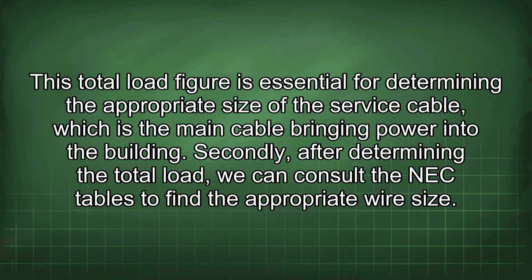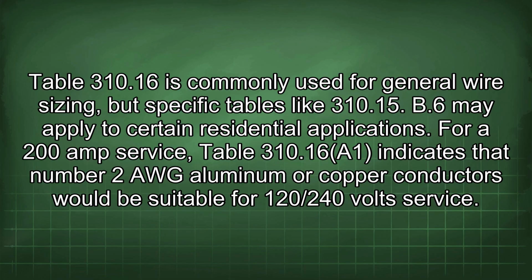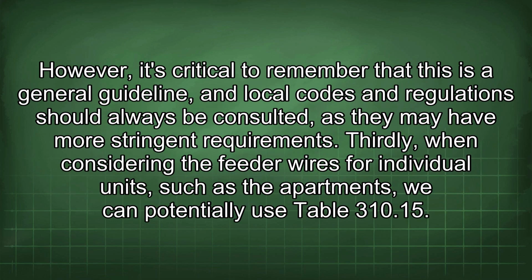Secondly, after determining the total load, we can consult the NEC tables to find the appropriate wire size. Table 310.16 is commonly used for general wire sizing, but specific tables like 310.15 B6 may apply to certain residential applications. For a 200 amp service, table 310.16 AON indicates that number 2 AWG aluminum or copper conductors would be suitable for 120/240 volt service. However, it's critical to remember that this is a general guideline, and local codes and regulations should always be consulted, as they may have more stringent requirements.